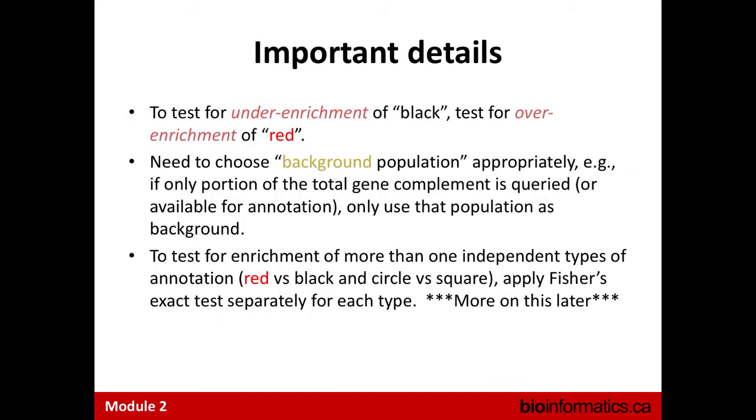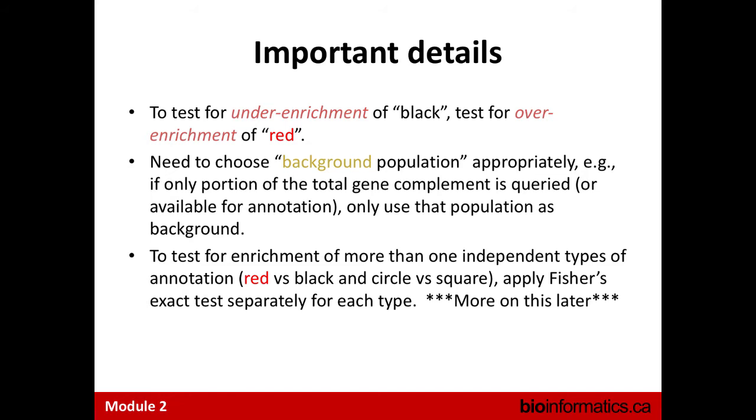So just to remind you that in our case, we ask for over-representation or over-enrichment of a pathway in our gene list. So do we have a lot of genes in this pathway, more than random chance? But if you're interested, you could also look for under-enrichment. So is my pathway less represented than by random chance? It's very rare, but you could do it.